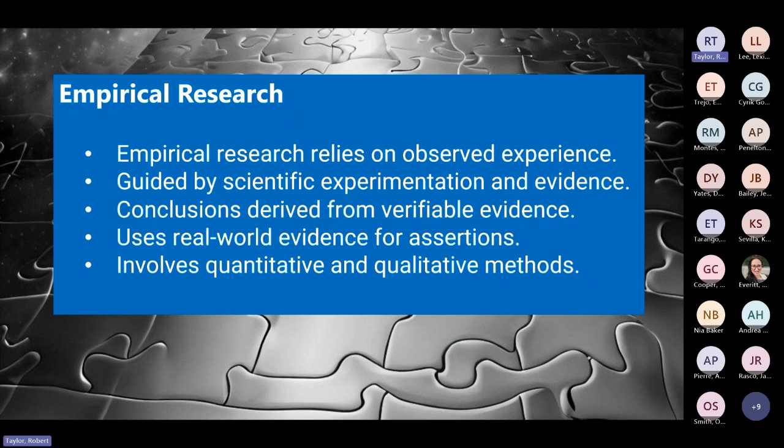This type of research is guided by scientific experimentation and or the evidence that they're viewing. In empirical research, the conclusions are exclusively derived from concrete, verifiable evidence. In other words, they're reporting on raw data, and they're showing you, the reader, that data. So this means that the study uses real-world evidence to investigate its assertions.